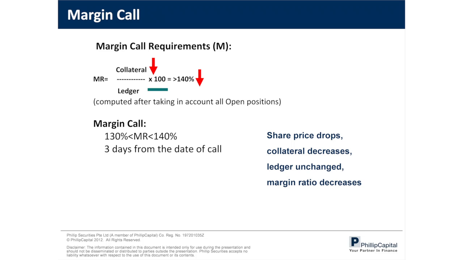When the margin ratio is between 130% and 140%, client will have a margin call, and client has 3 days to fulfill the call. If margin ratio falls below 130%, forced selling will be triggered. Client must top up before 3 p.m. on the same day to avoid forced selling.